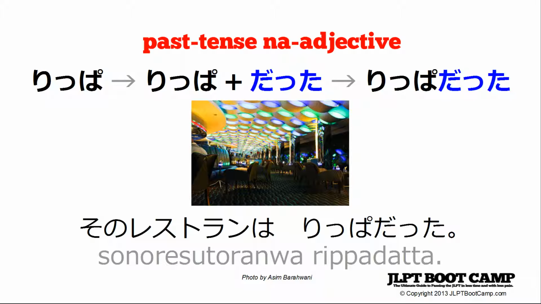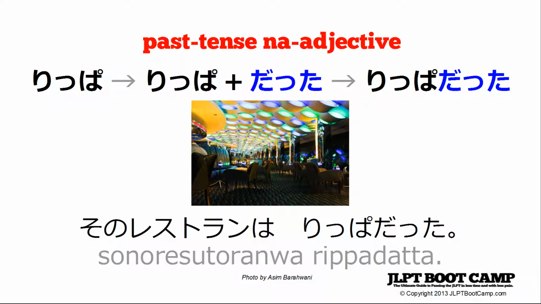And of course, for past tense, it's the same thing. They act a little bit differently than the e adjective. For example, sono restaurant wa ripa datta. The restaurant was splendid. It was a great restaurant, and this is very easy to form.